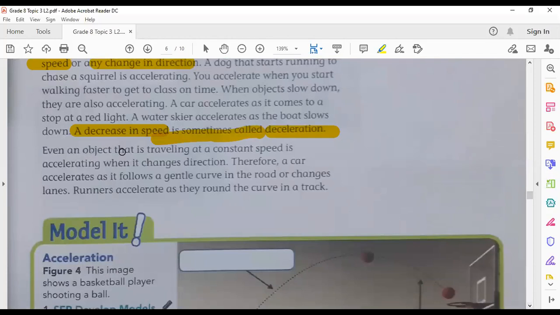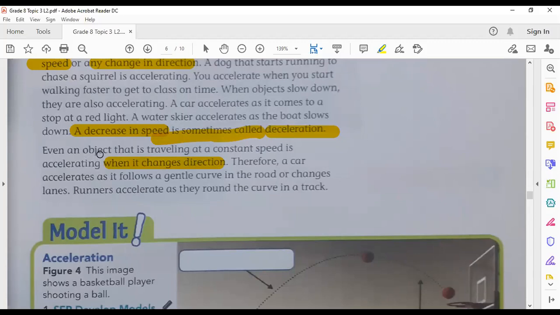Here are also other examples of acceleration. Even an object that is traveling at a constant speed is accelerating, even if there is no change in speed. This is also an important point. When an object is traveling at a constant speed, without increase or decrease, it is also accelerating if it changes direction, okay? Provided that it changes direction.